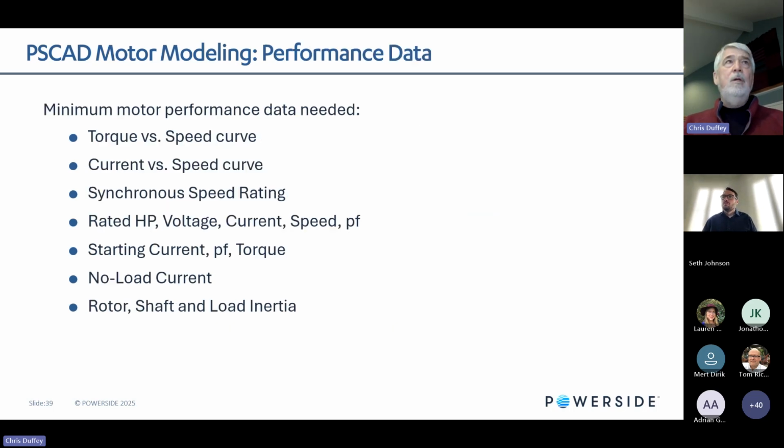Are valves closed? The minimum motor performance data that I'd recommend you need for PSCAD is torque versus speed curve, current versus speed curve, synchronous rating, horsepower, voltage, current, speed, power factor of the motor. I'm not going to list all of these. You can come back and see this again when you look at the video again to see that these are the key things that are necessary.